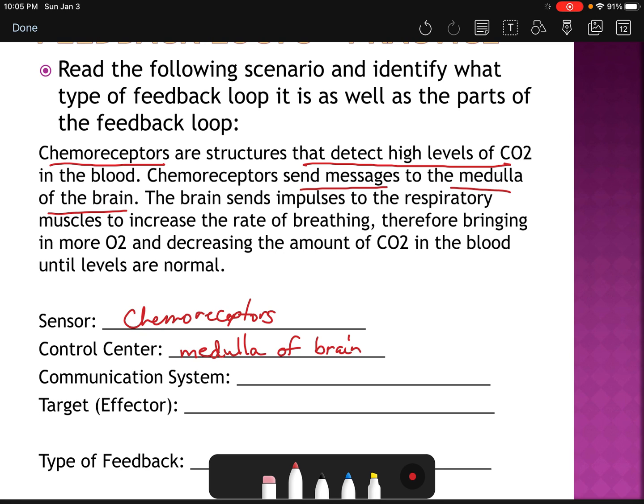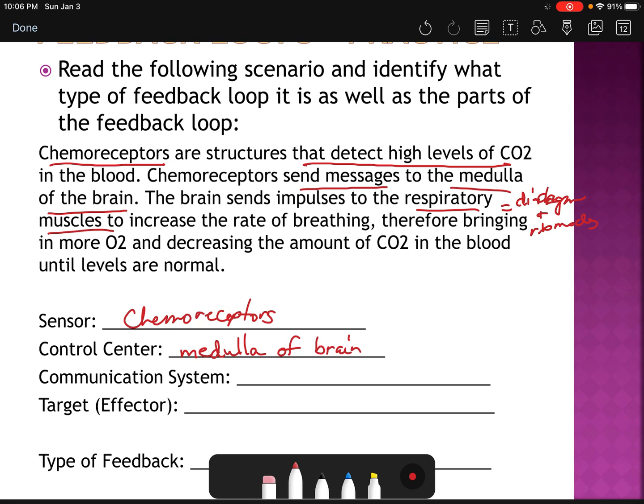The brain sends impulses to the respiratory muscles to increase the rate of breathing. So the respiratory muscles would probably be things like your diaphragm. I can't spell it in there. And rib muscles. Okay. So what do you suppose is triggering your diaphragm and rib muscles, kind of your rib cage and the muscles around there, to move? Usually that means it's being stimulated by a nerve impulse. Anytime your muscles contract, that means a nerve impulse is being sent that way. There's no mention of any kind of hormone or anything like that, so we know it's not the endocrine system.